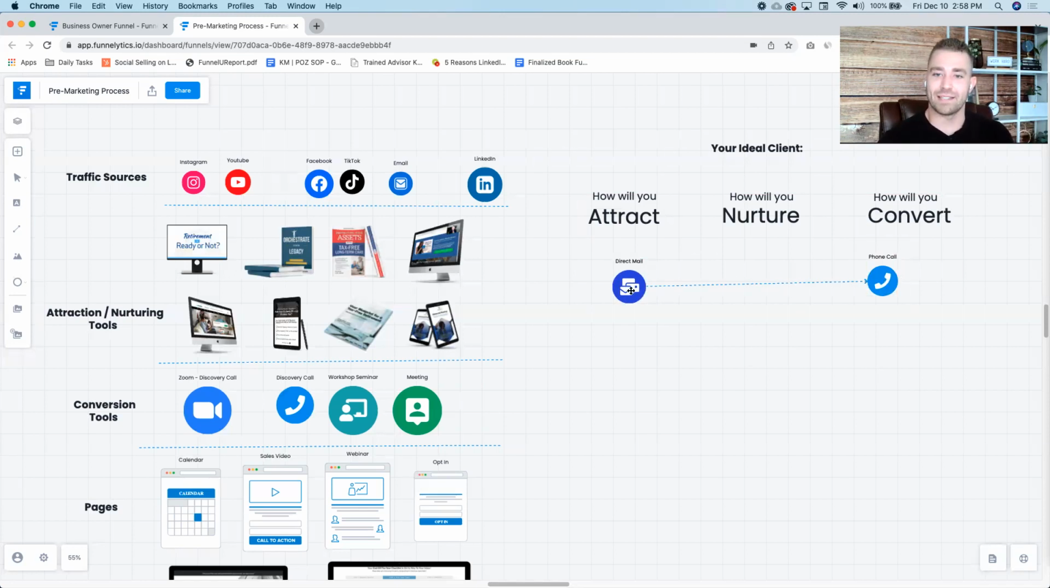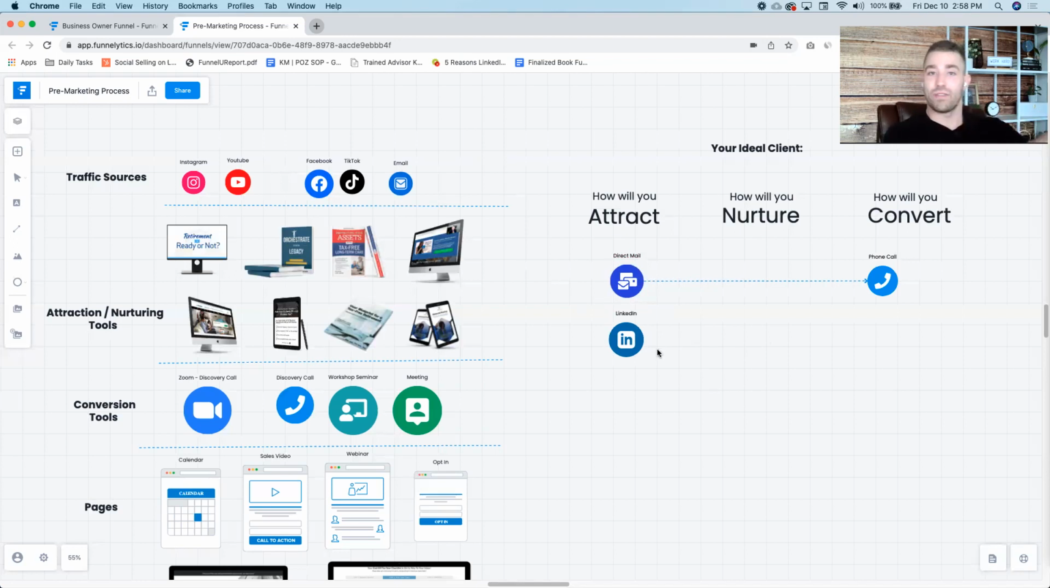Now, another problem with this is that when it comes to the direct mail piece, and again, it doesn't have to be direct mail, it can even be LinkedIn, the system is set up, or the marketing campaign is set up to where if somebody sees that direct mail piece and they're not ready to take advantage of that offer right away, what do they do?